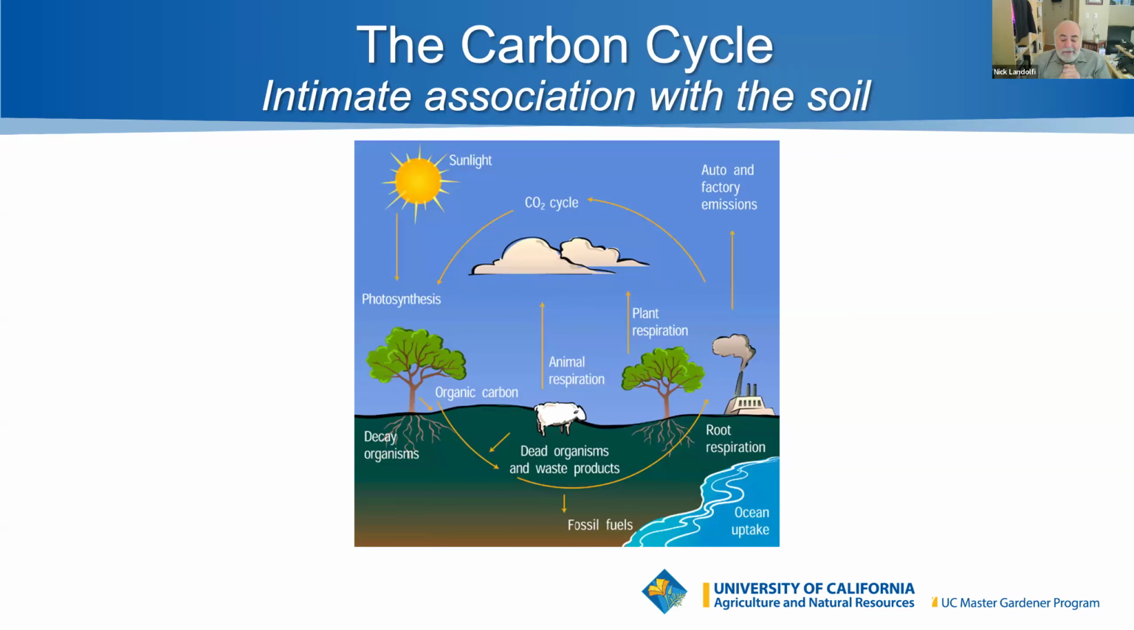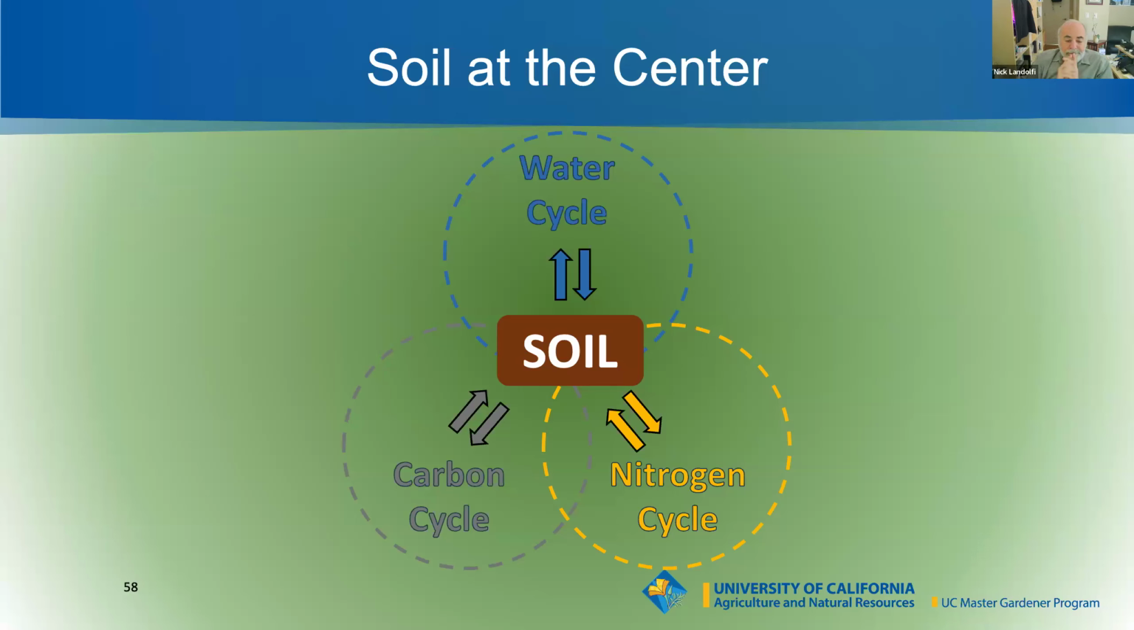So I think it is obvious that healthy soil is very important to carbon removal from the atmosphere and has a strong influence on the carbon cycle. In conclusion, I hope you can now see that soil is at the center of 3 important nutrient cycles: water, nitrogen, and carbon. And healthy soil is essential to the optimal functioning of all 3.